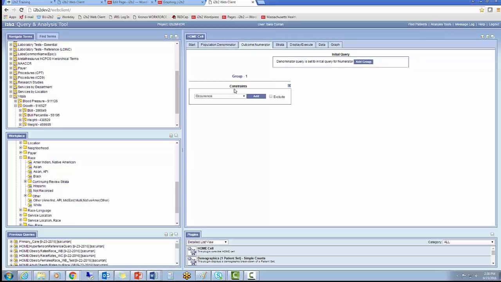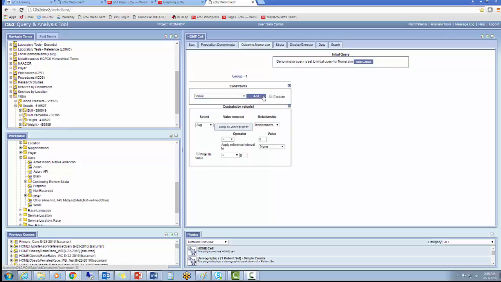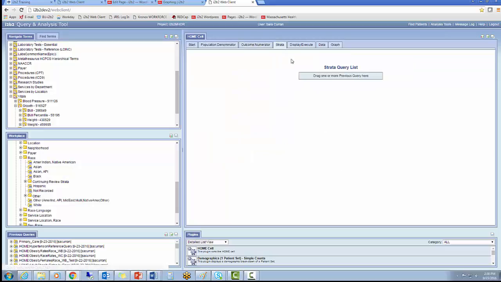The numerator constraint is much simpler. It's really just a value-based constraint where we can then say, among all the people who fit the denominator criteria, how many actually had a BMI greater than 30. Again, the relationship is described as independent because it's not in relationship to anything else, and the value has to have been recorded during the reference interval. In this case, it will be a year.